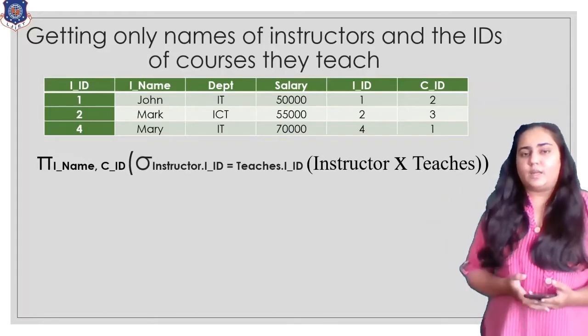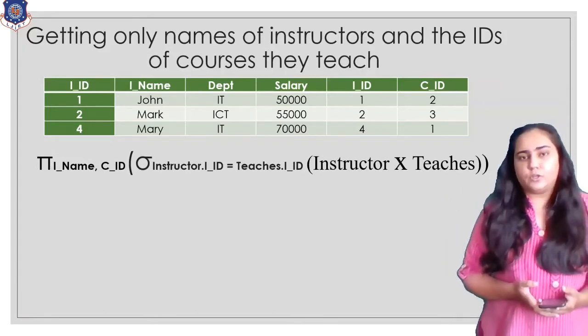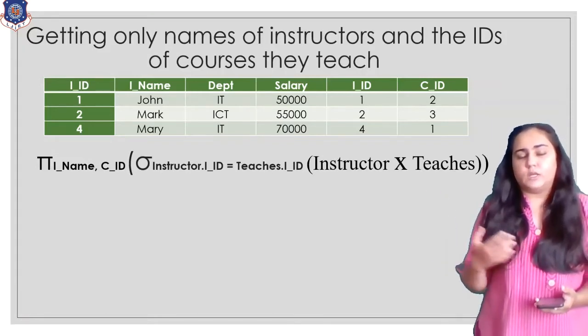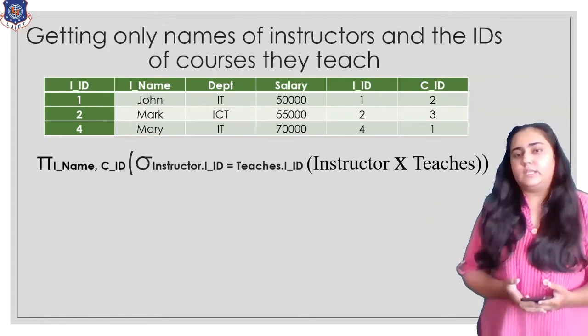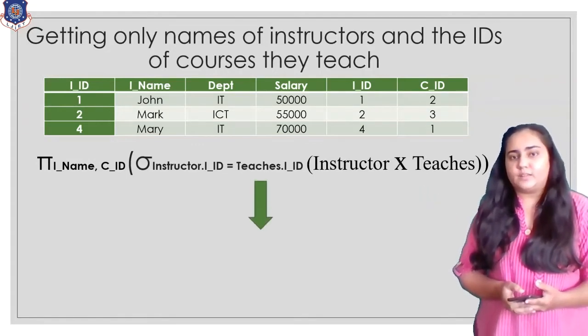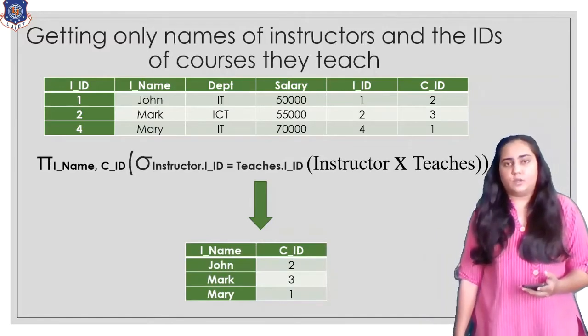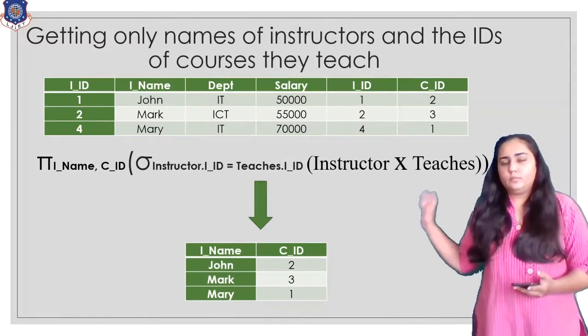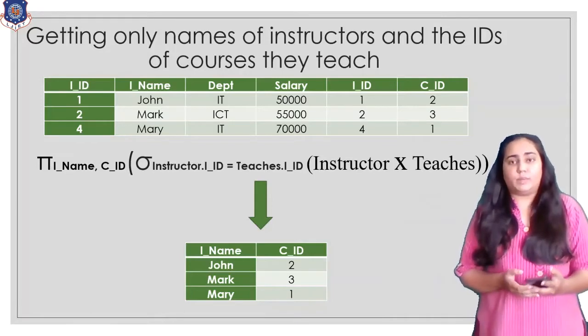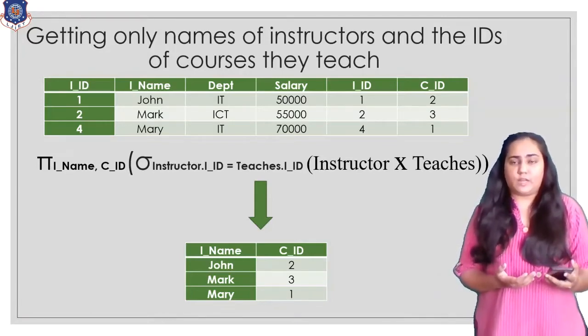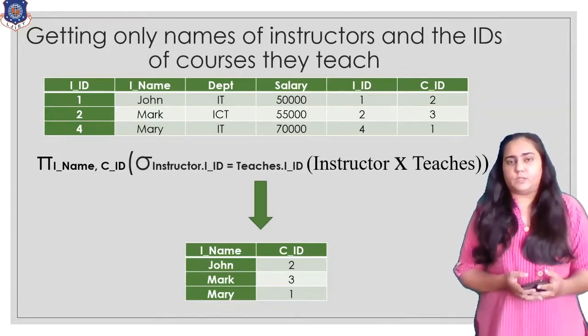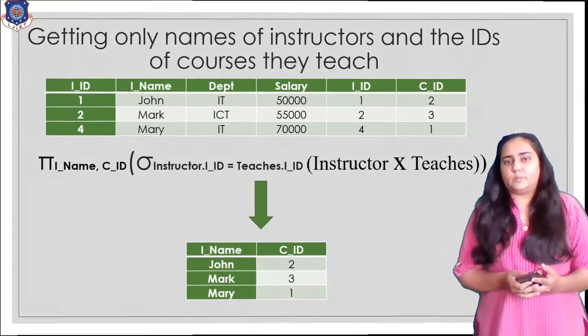And once I get that, then I can simply fetch whatever I need from there, which is I name and C ID, and that's what I will get as a result, only names and IDs of courses. So this is how you can make use of Cartesian product to fetch some meaningful information. Let's go a little bit deeper into it.